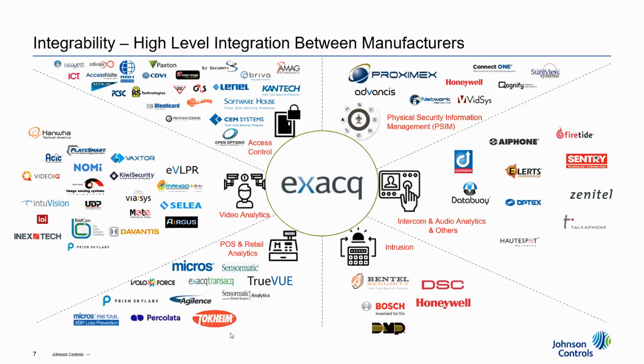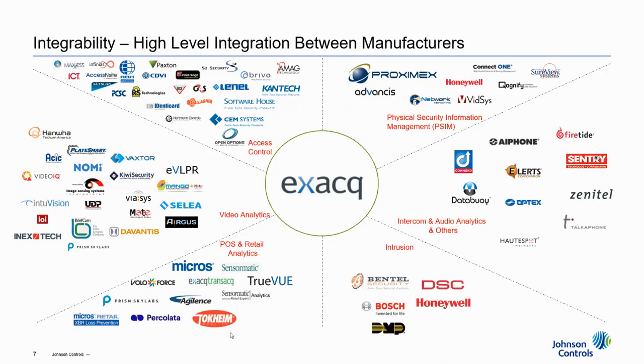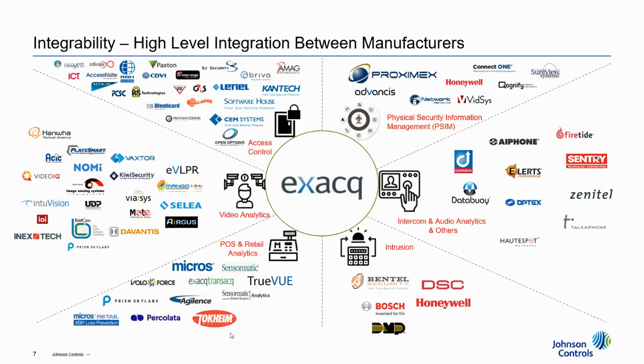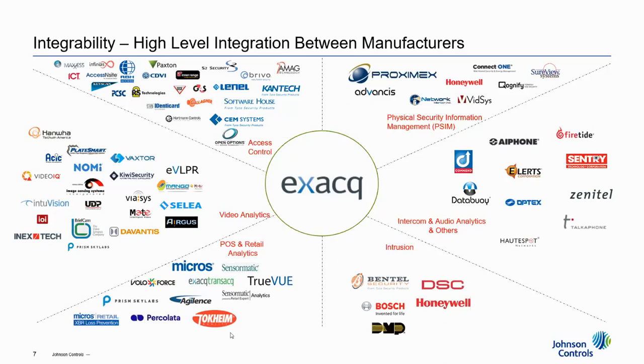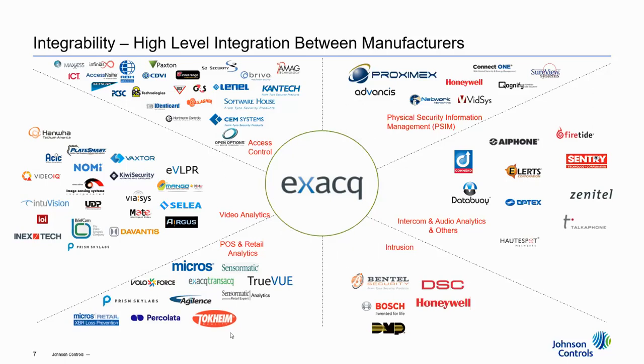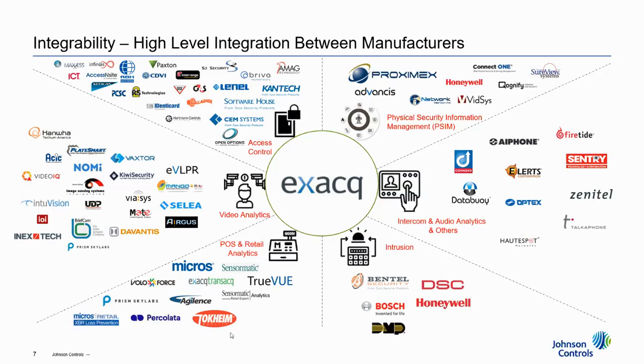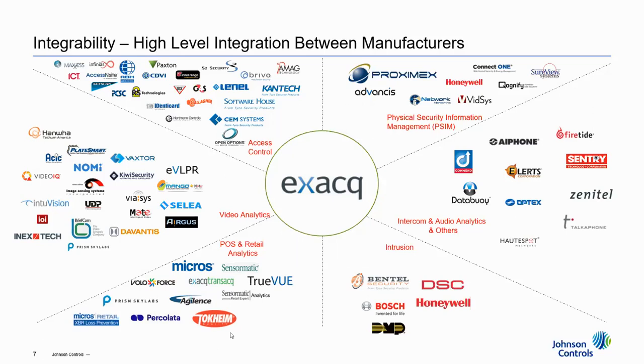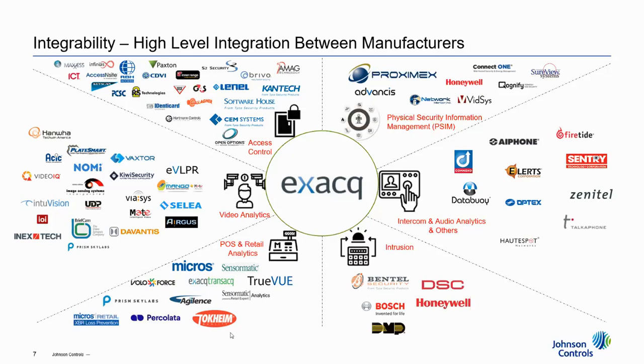The beauty is, once ExaqVision has an integration with those manufacturers, whenever you face any problem with the integration, you do not need to fix it yourself. You just notify us. If the integration doesn't work, you notify us. We will communicate with the other manufacturer and get the problem fixed, instead of you having the burden of trying to solve the technical issue. That is the beauty of high level integration between manufacturers. You don't need to become a middle person to solve the problem. Let a manufacturer like us solve the problem for you.